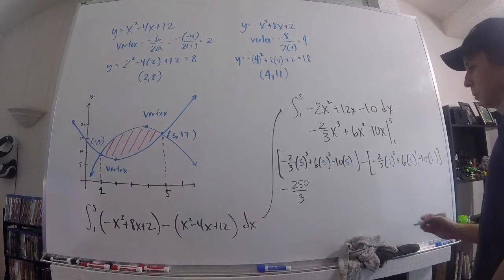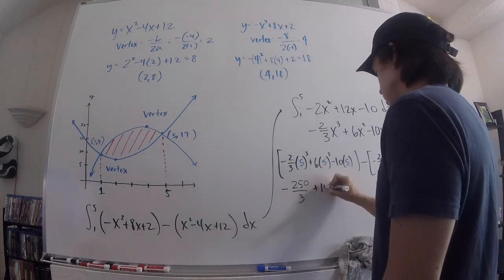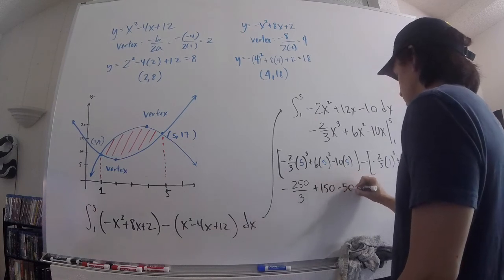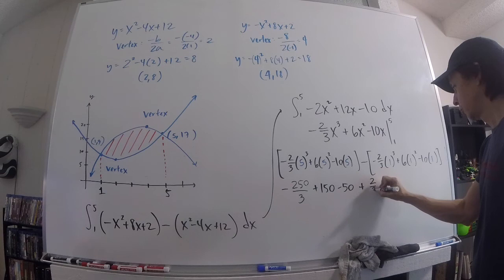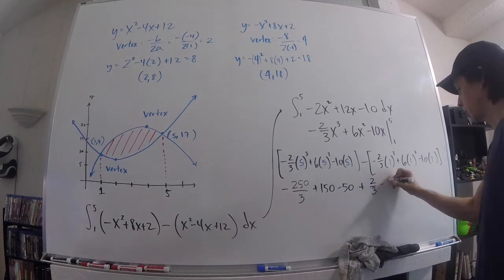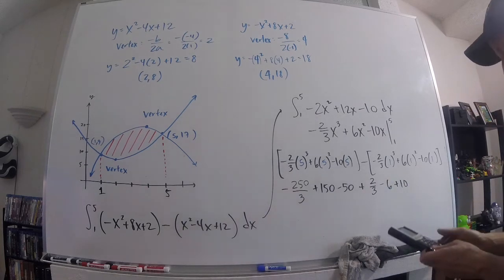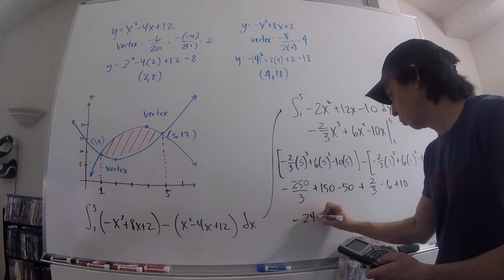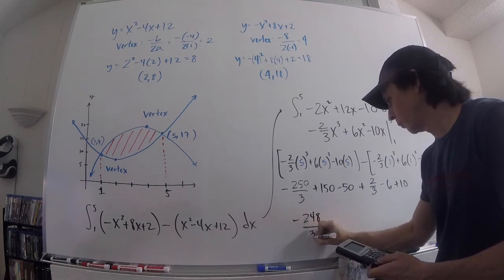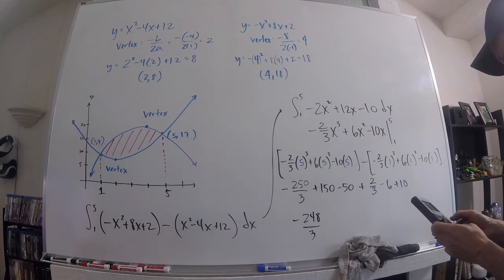It's going to be 25 times 6. This will be plus 2/3, minus 6, that'll be plus 10. Okay, combine those, I'm going to get negative 248 over 3, and I don't think that's going to reduce. No, 3 doesn't go into it.